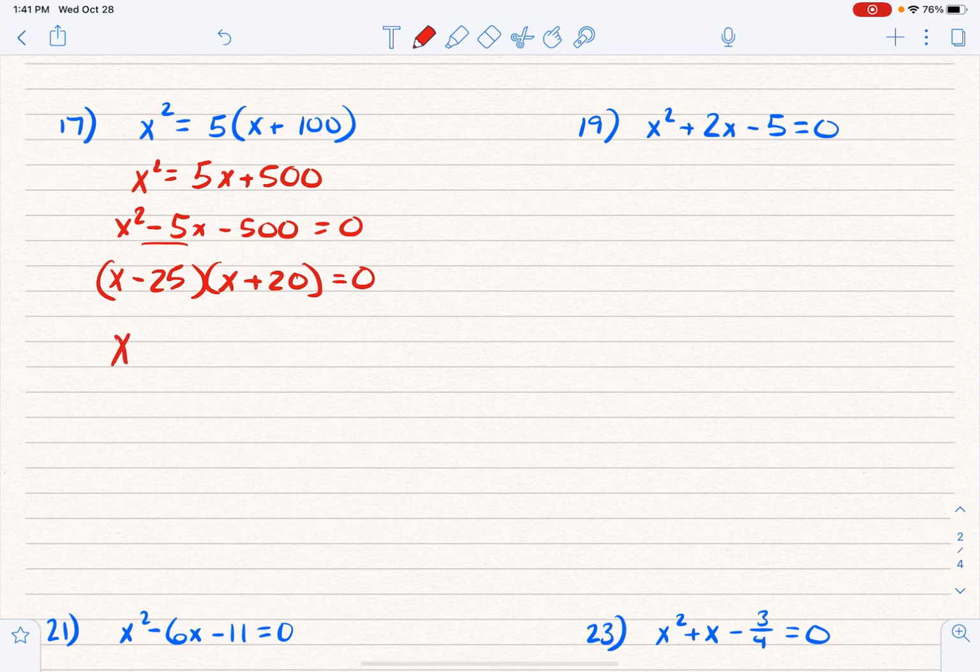But either way, I get down to this and I say, okay, so x minus 25 is 0. So therefore, x is 25. Or x plus 20 is 0. So therefore, x is negative 20.